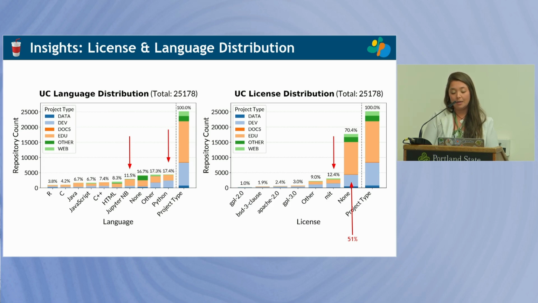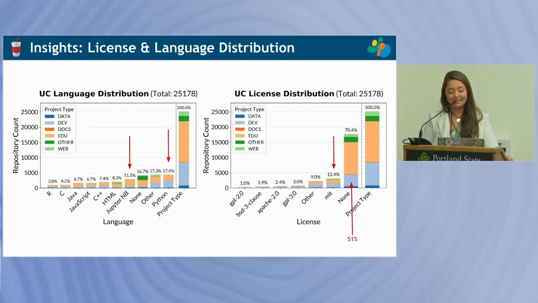However, I did look into the dev part of the projects that were in the non-license group, and it's actually 51%. So half of the projects that were identified as dev do not have a license. No comments on that.